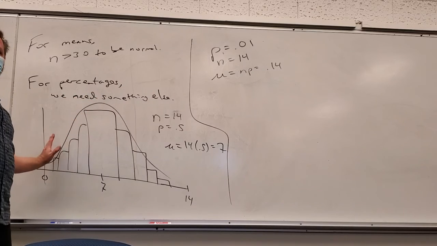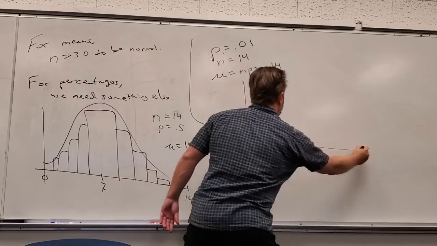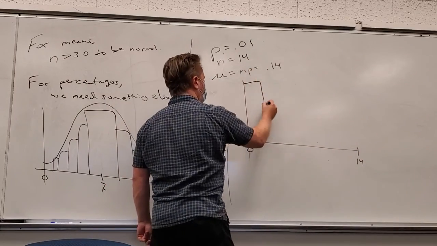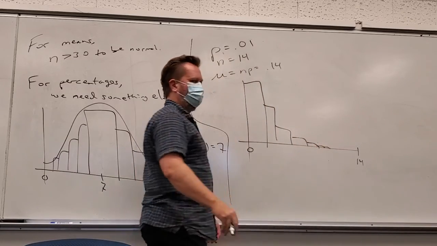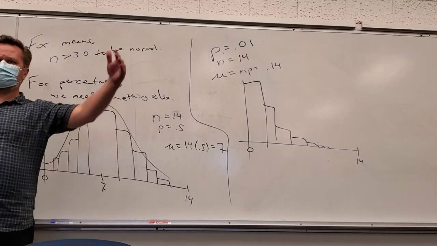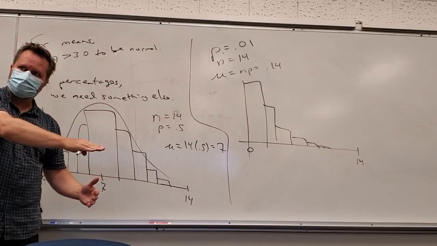And what was the lowest this thing can go? 0. So here's 0, here's 14. For this coin, it's going to look like this. Does that have any chance to be normal? No, it's hugging that wall. It has no room to go up and room to come back down.